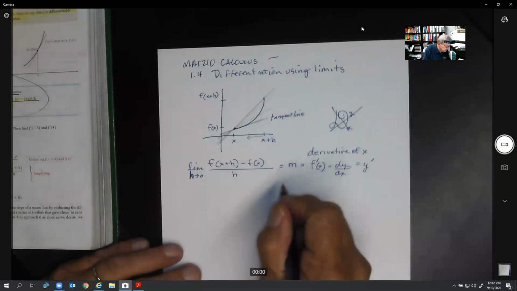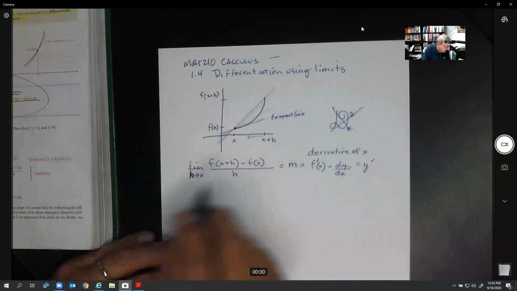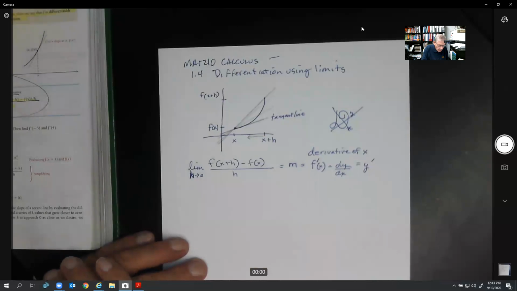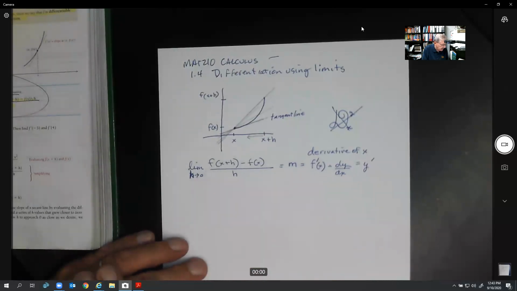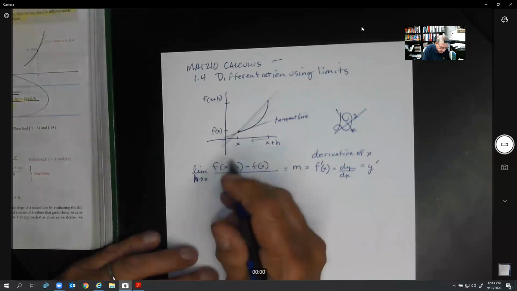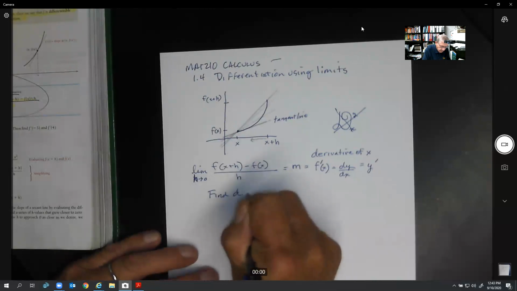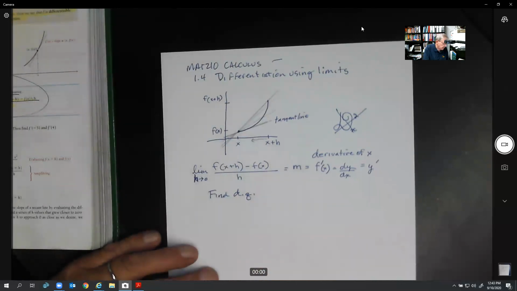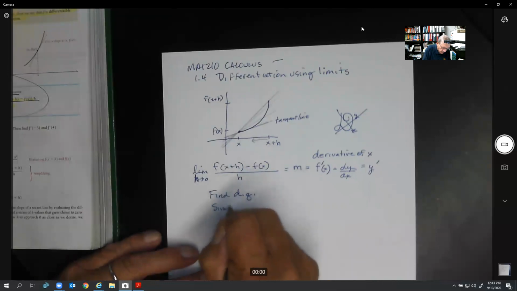This one says, let's write down the 3 steps that you're going to do. Okay, number 1, you're going to write this difference quotient down, and you're going to try to find the difference quotient. We'll put DQ. Then you're going to simplify the DQ. This is where you're going to use your algebra.